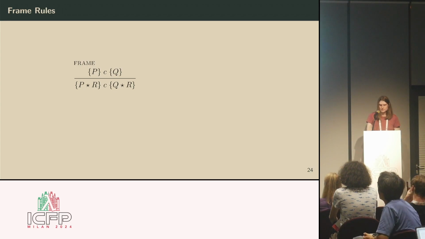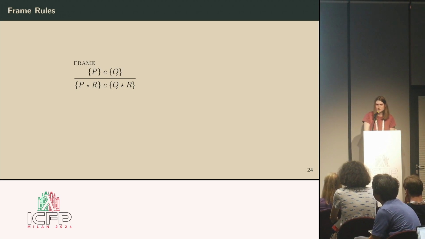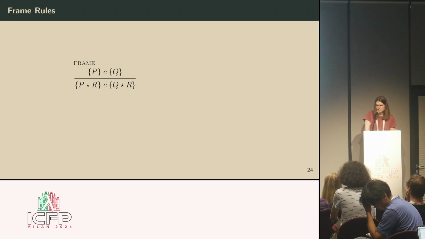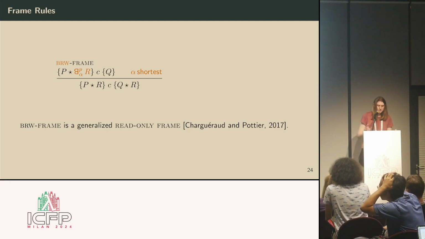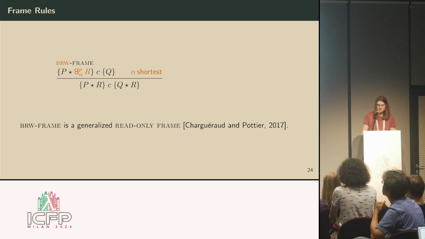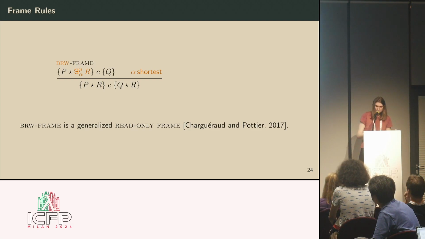So to start with, here's the usual frame rule from separation logic. It basically says that if a program runs without R, then it still runs with R, and R is unchanged afterwards. So it's sort of, your program is agnostic to whether R exists. So you can tweak this rule a little bit and turn it into a borrow frame rule. So instead of completely removing R from the top, you can just downgrade R into a borrow of R using a new shortest lifetime.